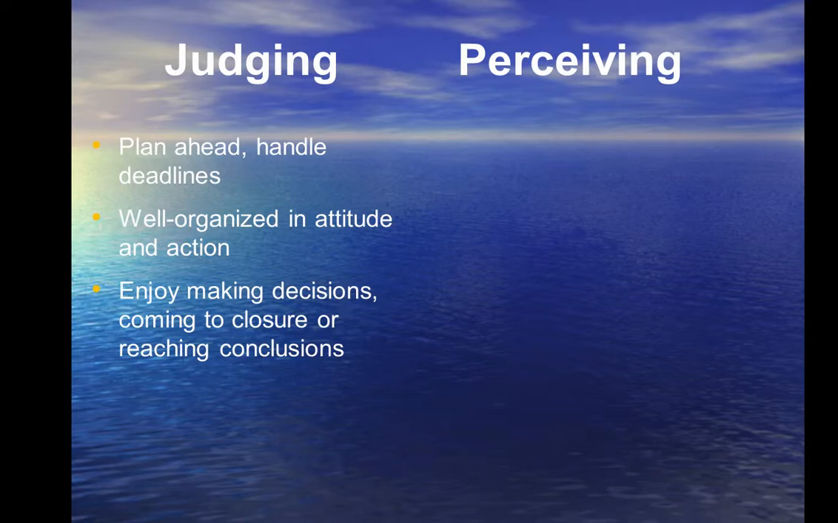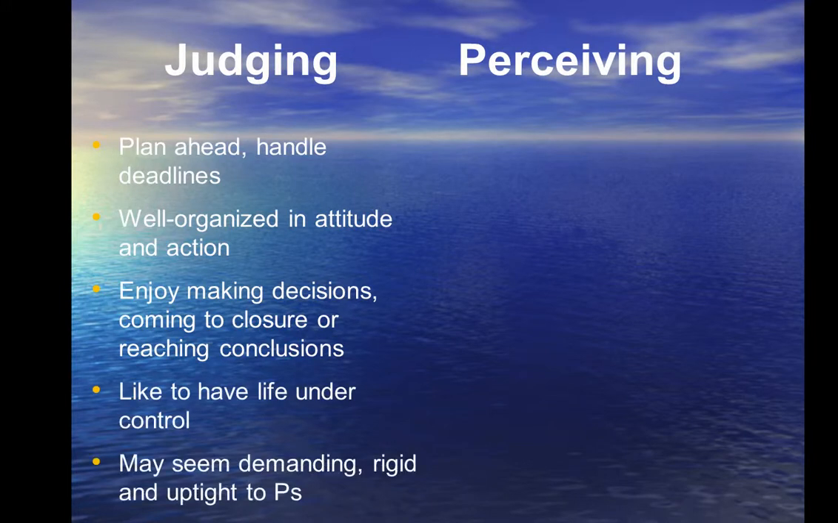And you're a big judger if, for example, you have your list and then you have gone throughout the day and you're crossing things off your list, and every time you cross something off you feel really good, and then you realize you did something that you forgot to write on your list in the first place, so you write it in and then cross it off, and that feels really good. Whereas perceivers, that's kind of alien. Judgers like to have life under control, and they can seem demanding, rigid, and uptight.